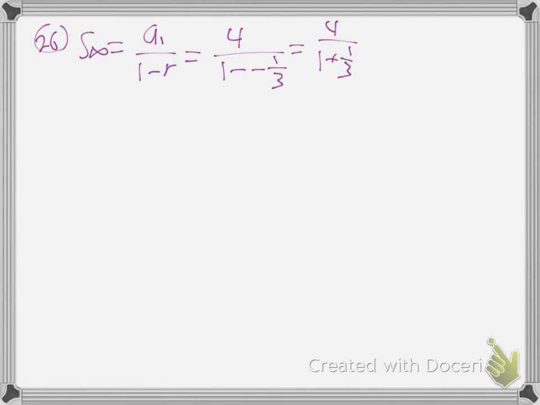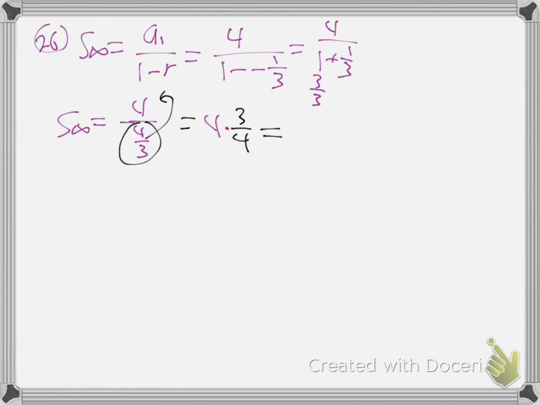I'm going to go to a fresh screen over here. So what number is this? Number 26. So S sub infinity, a 1 over 1 minus R. What was it? 4 over 1 minus minus 1/3. It's 4 over 1 plus 1/3. So S sub infinity is 4 over 1 is 3/3, isn't it? This is 3/3 plus 1/3 is 4/3. You know what we do when we've got fraction over fraction. Grab the one on the bottom, flip it up. And so we're going to get 4 times 3/4. Yeah, this 4 over 1, cancel. All that is 3. After forever, that adds up to 3.